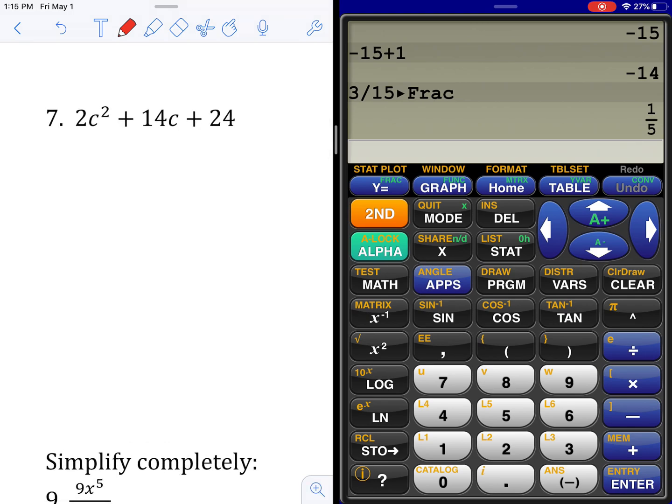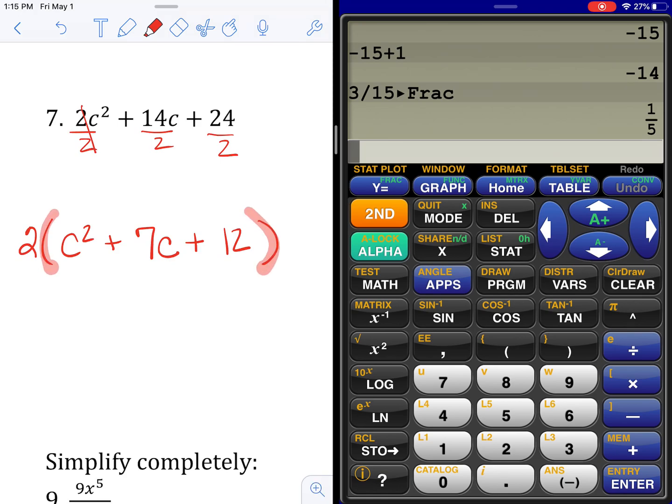So again, ask yourself, can I take out a greatest common factor? And this time we can. All 3 terms can be divided by 2, so that is your greatest common factor. So 2c squared divided by 2 is c squared, 14 divided by 2 is 7c, and 24 divided by 2 is your 12. All right, now ask yourself, can I factor again?